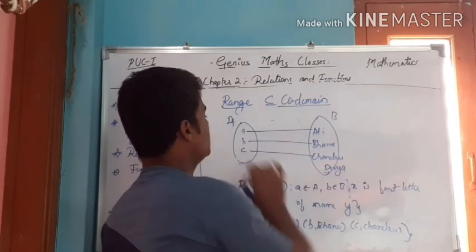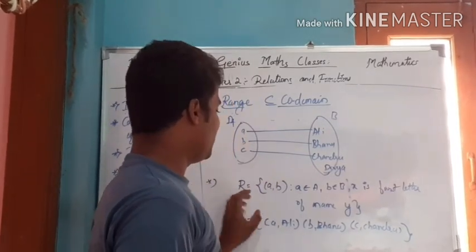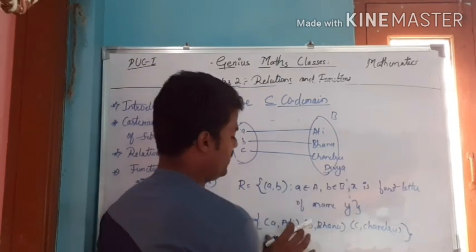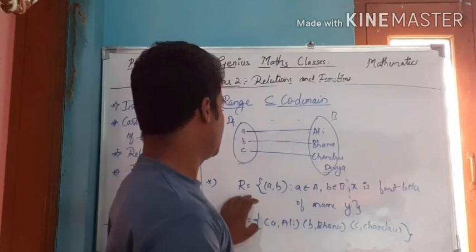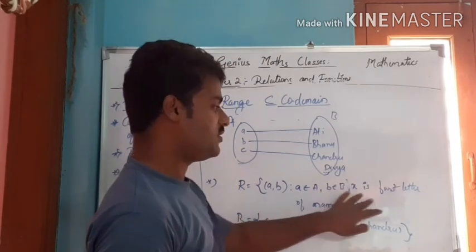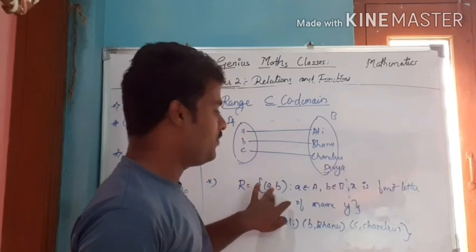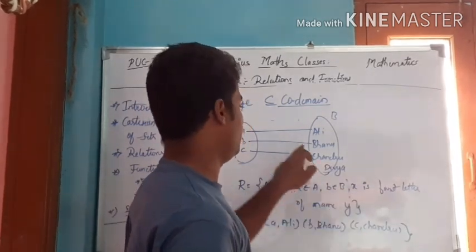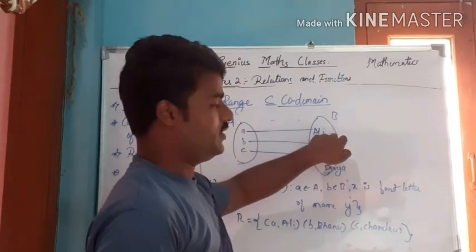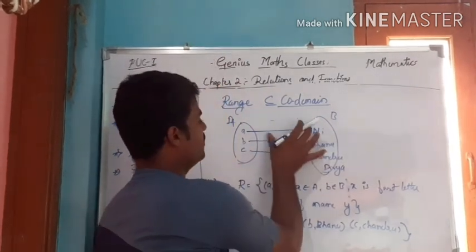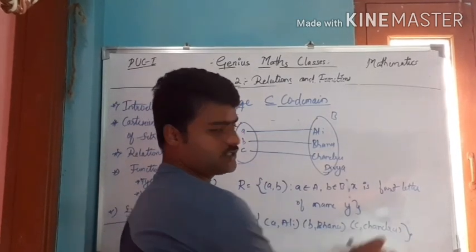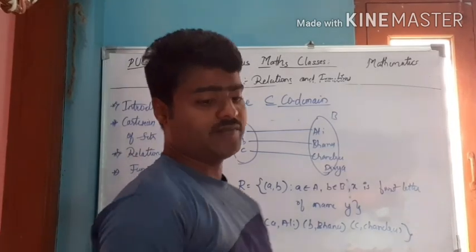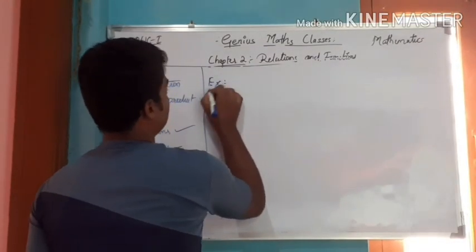Another thing: this relation can be represented either by the set builder method or by the roster method. Here I am defining the relation with the set builder method, that is ordered pairs (a, b) such that a belongs to A, b belongs to B, where x is the first letter of the name y. And also the relation {(A, Ali), (B, Banu), (C, Chandru)}. This is the roster method. Next we consider some examples.